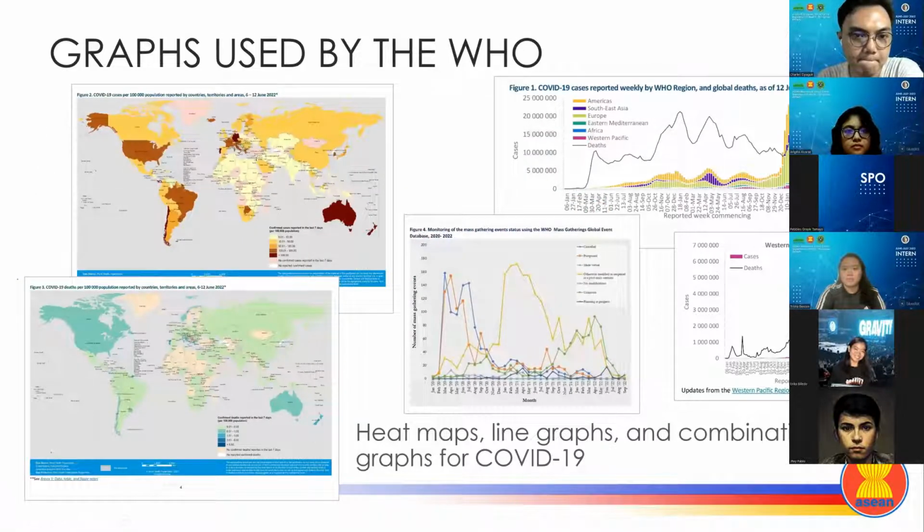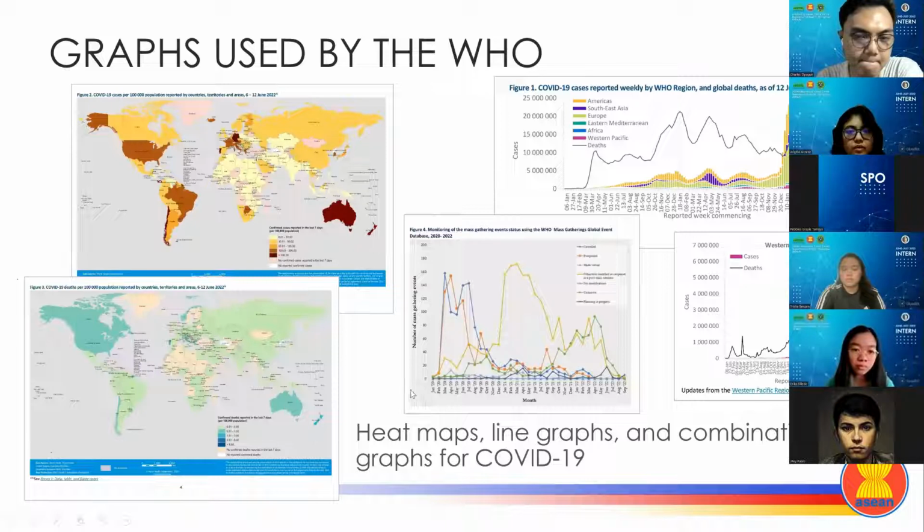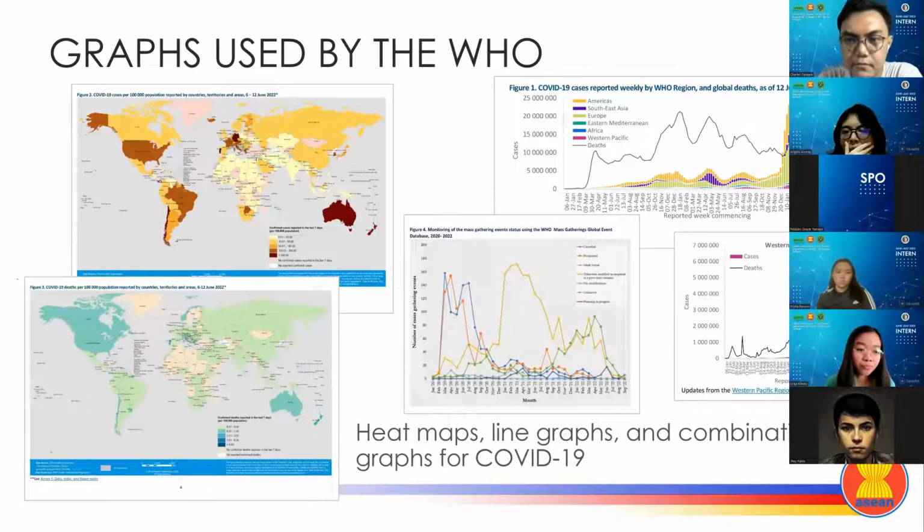Ayan. So nasa graphs pa rin tayo ng WHO. As you can see, yung graphs ng WHO, meron silang combined, meron silang line graph, and another combined. So dito muna tayo sa line graph. Ito yung line graph nila. So ito yung mga mass gatherings in global event database. Yun lang, tapos naka-timeline. And then we have yung combined graph.